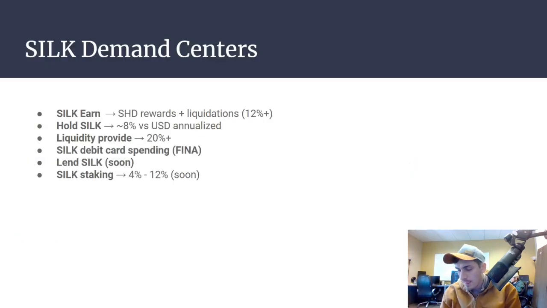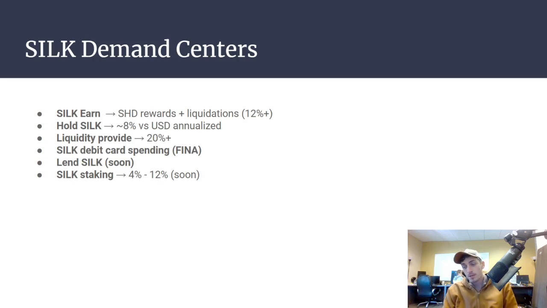And so right now, Shade Protocol has a really unique opportunity because we're finally starting to grow our demand centers for Silk. We have Silk Earn, where you can earn Shade rewards plus liquidations, and this APY is north of 12%. But there's some complexity to that earning option because you have to manage liquidations. Obviously, another Silk demand center is just holding Silk. It's outperformed USD by roughly 8% in the last couple of years.